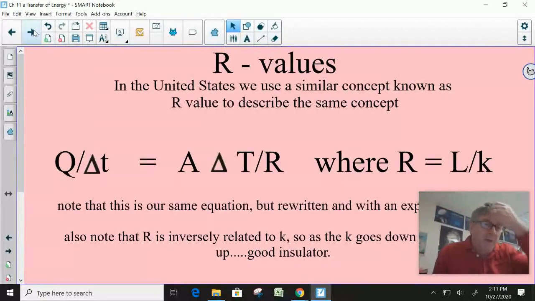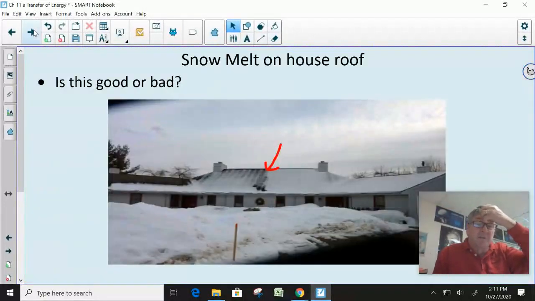If you own a home, you care about R values, because R values are what determine the insulation in your house. So here's a typical picture in New England where you see a house and you can actually see the snow on the roof, but you also see the rafters in the roof. And is that good or bad? Well, if I'm paying the heating bill, that's bad, because heat from inside my house is passing through that material. So it's hot inside, cold outside. Heat's coming out, and it's causing this snow to melt. I don't want to melt snow.